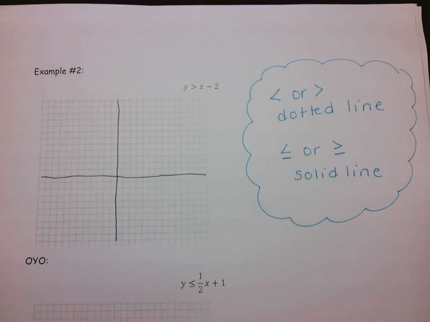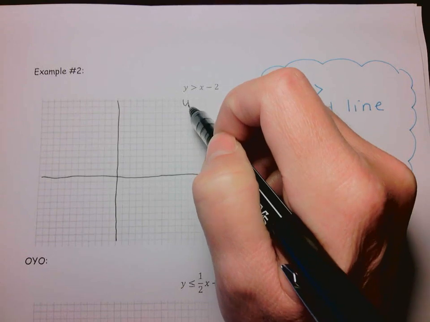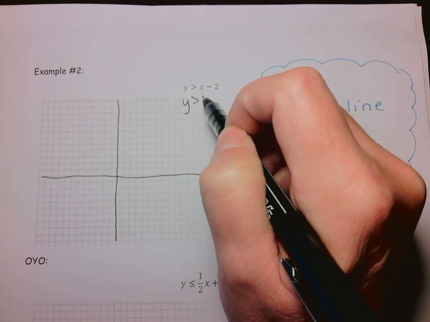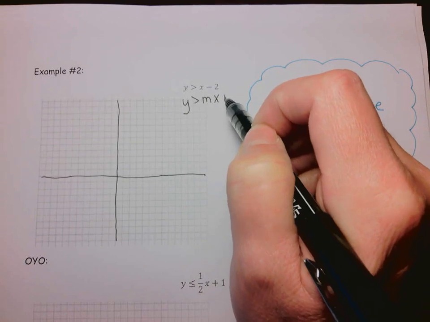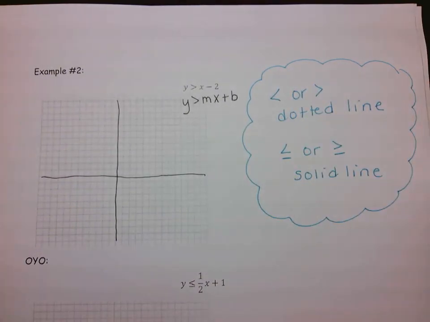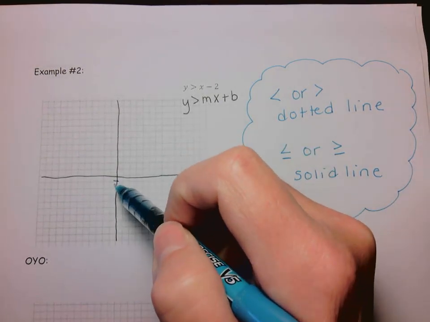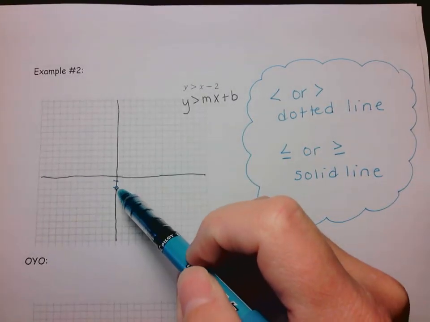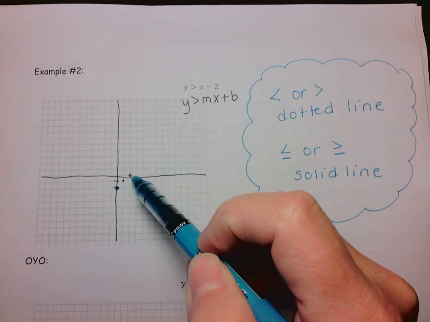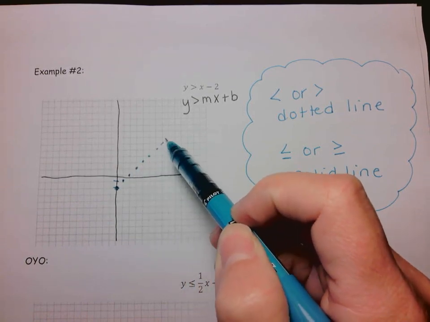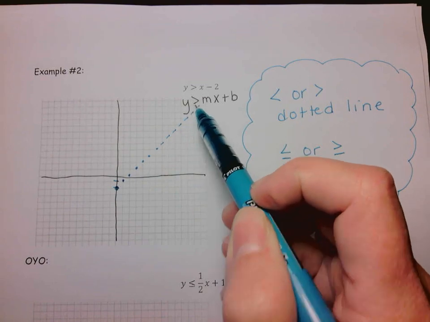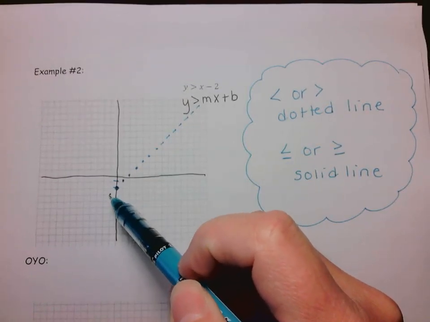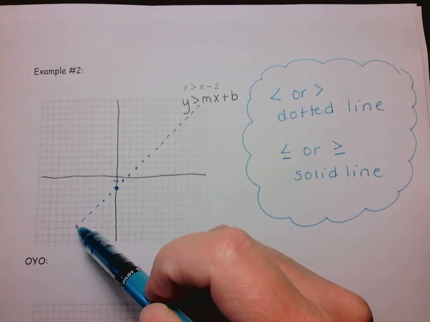So now let's go over how to graph this inequality. Remember, this is the same thing as saying y is greater than mx plus b. So what's the y-intercept? The y-intercept is at -2, and my slope is 1 over 1, and it's a positive slope. So I'm going to go up 1 over 1, up 1 over 1, up 1 over 1. And the line is going to be dotted. I'm also going to go down 1 over 1, down 1 over 1, and again, the line is dotted.